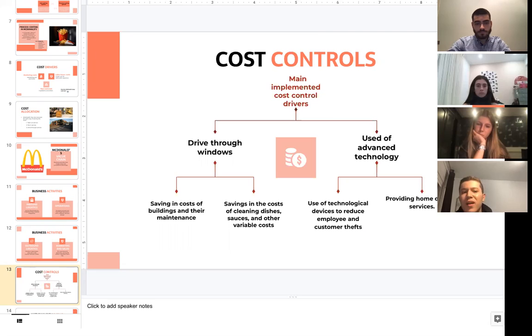Also, McDonald's has started using advances in technology to reduce costs. These include surveillance cameras and the use of other devices to reduce employee and customer thefts.